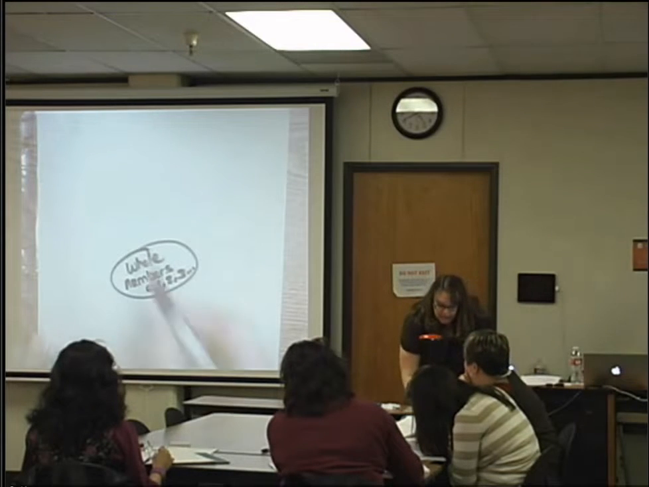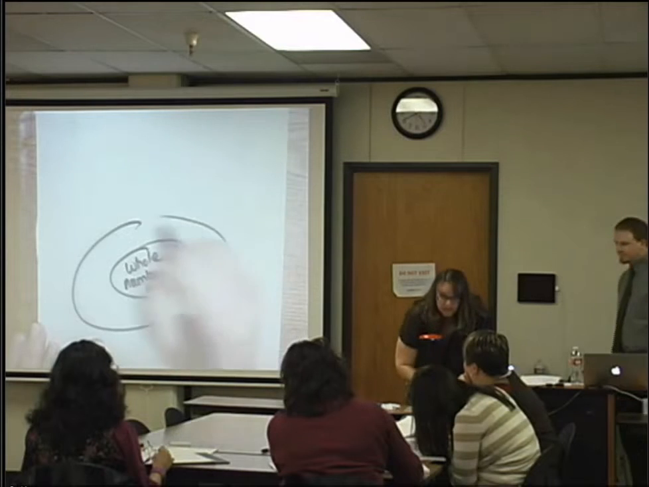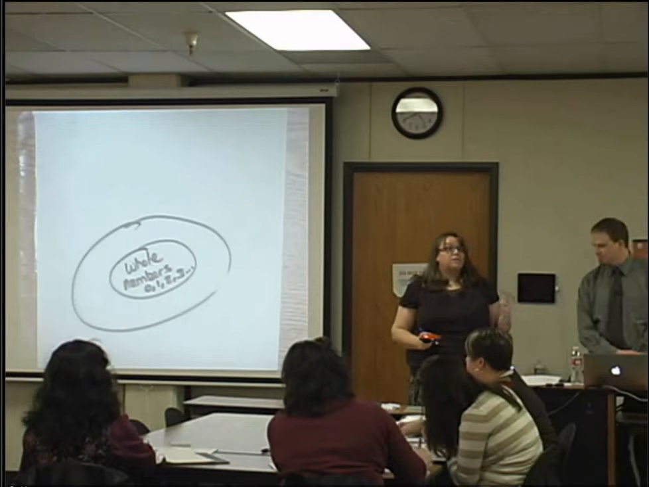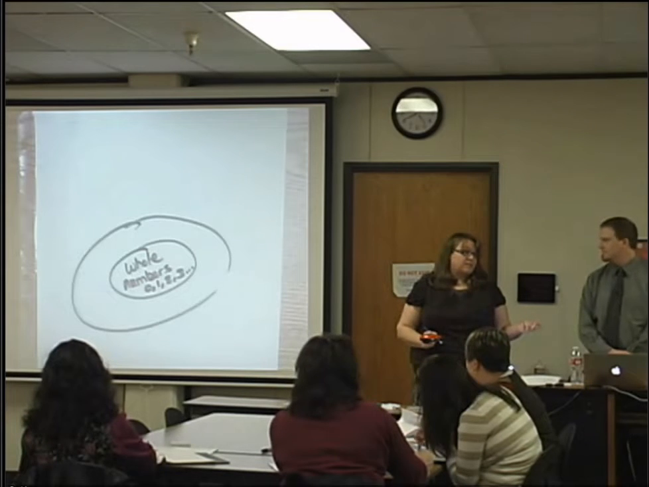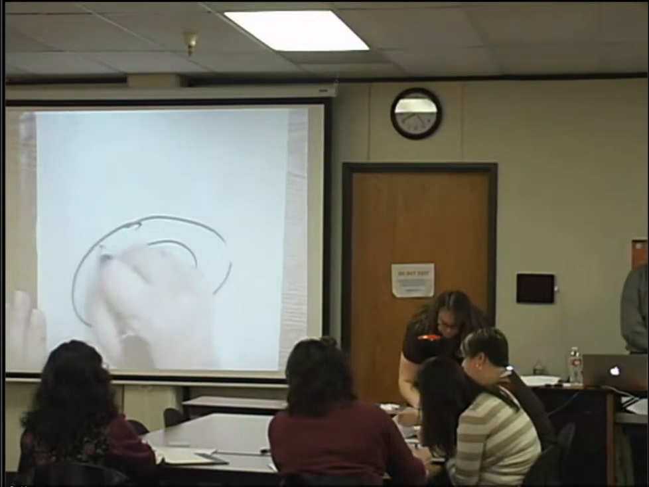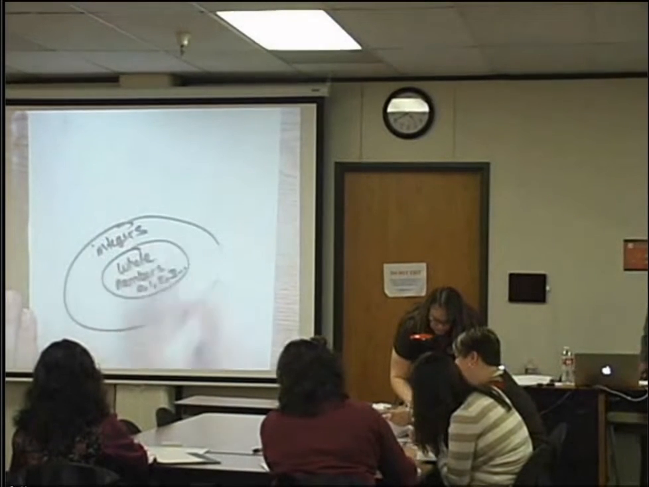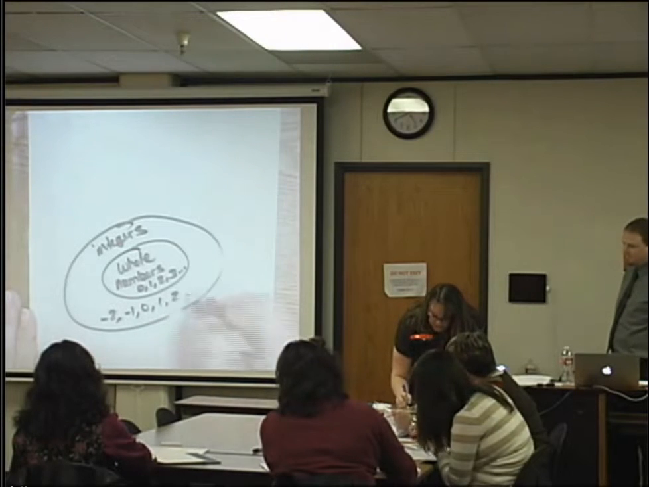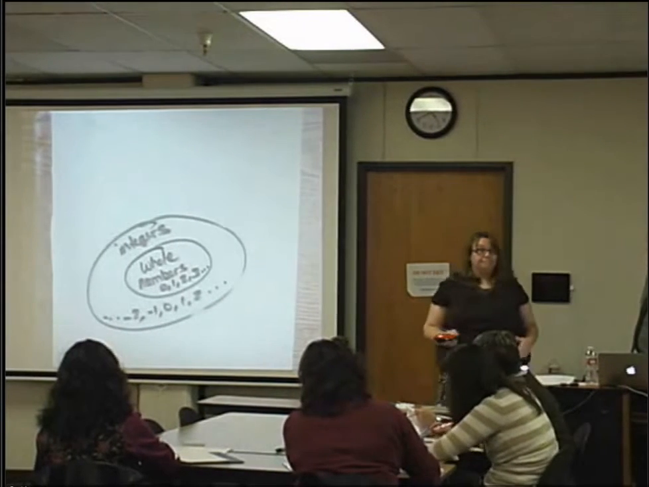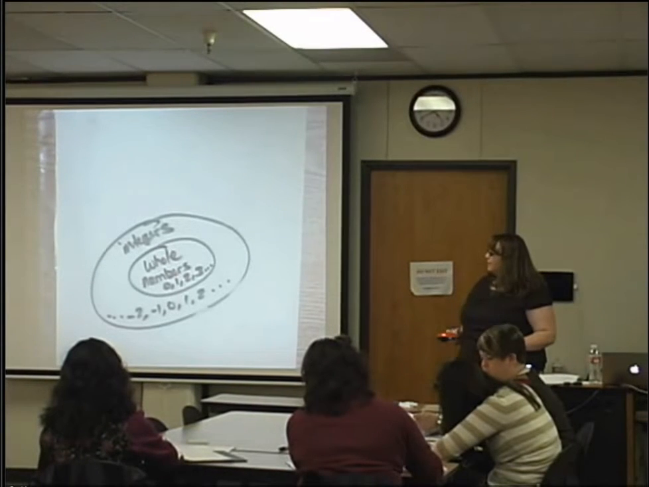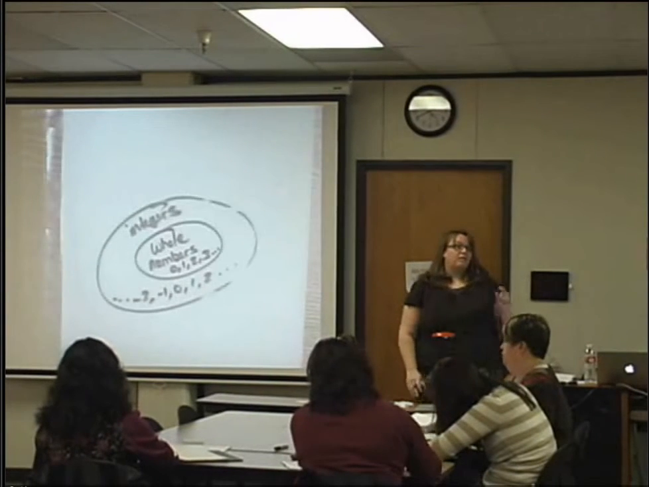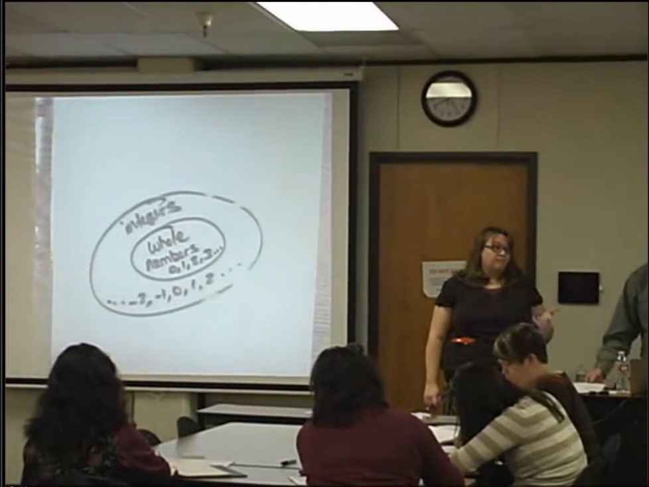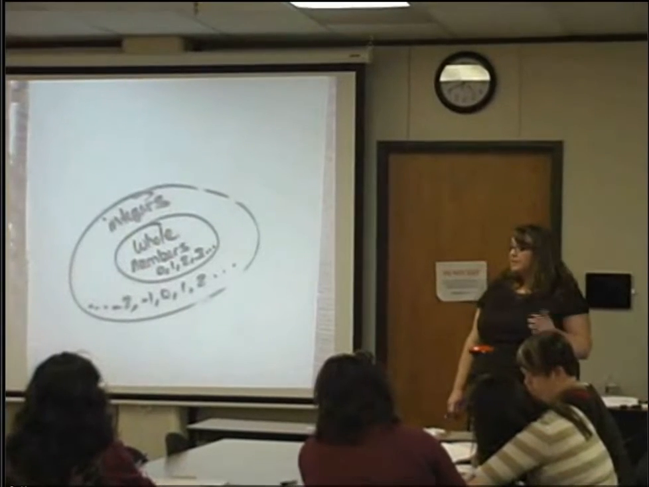Then we add the next set. What do you think that would be? The integers, because it's the whole numbers and their opposites. So we've got -2, -1, 0, 1, 2. What's nice about this one is it goes on forever in both directions. So what this means is a whole number is also an integer because it's part of the set, it's on the inside.